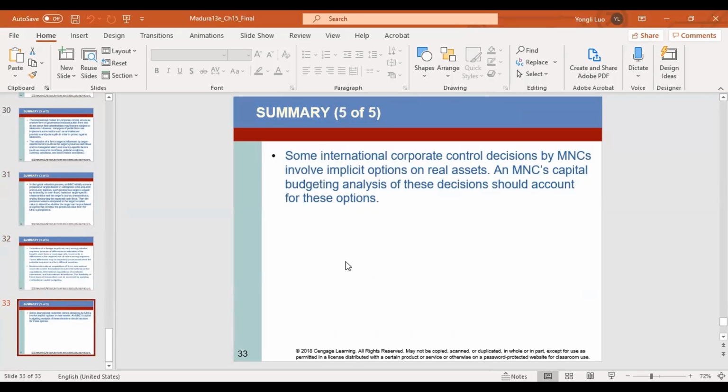Some international corporate control decisions by MNCs involve implicit options on real assets, and the MNC's capital budgeting analysis of these decisions should account for these options.